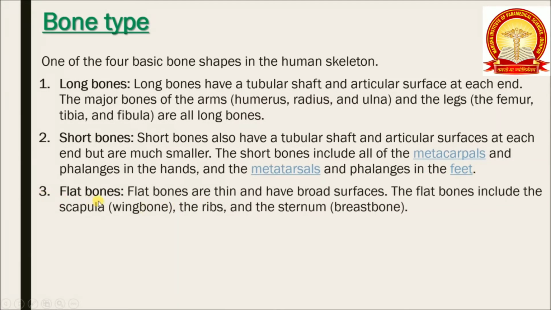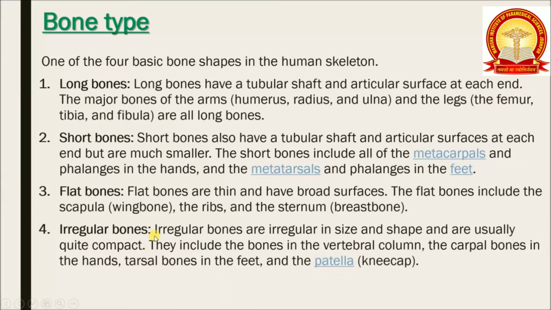And third is flat bones. Flat bones are thin and have broad surfaces. The flat bones include the scapula, which is called the wing bone, and the ribs and the sternum, which is the breastbone. And fourth is irregular bones. Irregular bones are irregular in size and shape and are usually quite compact. They include the bones of the vertebral column, which are the vertebrae, the carpal bones in the hand, the tarsal bones in the feet, and the patella, which is the kneecap.